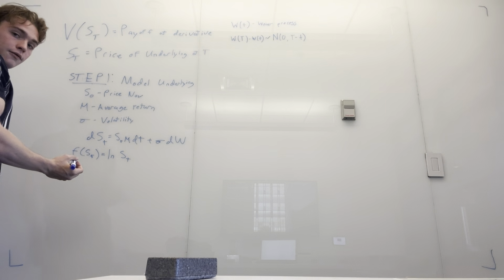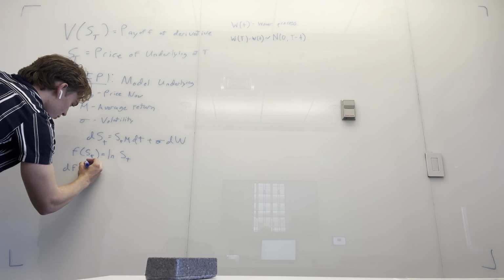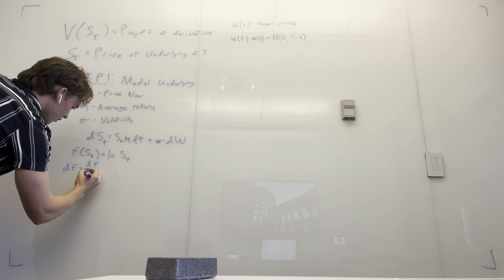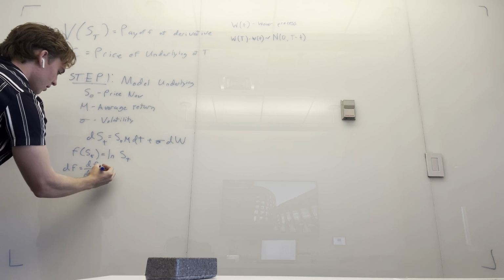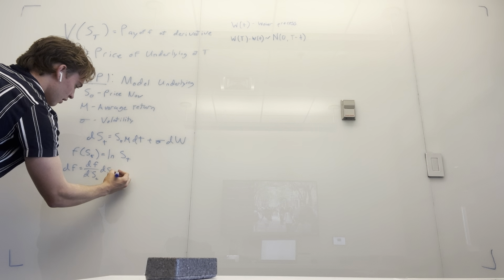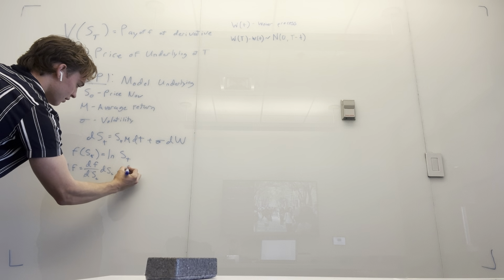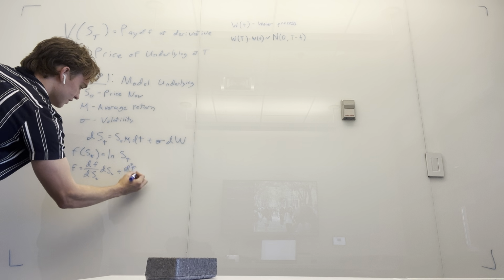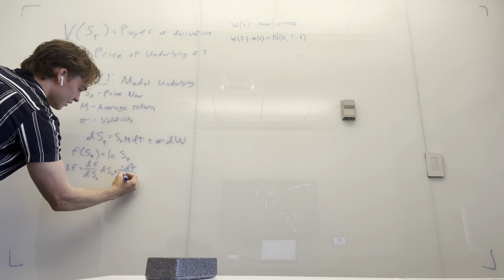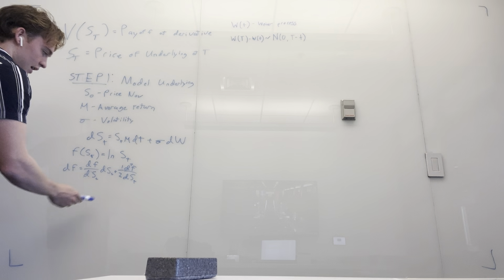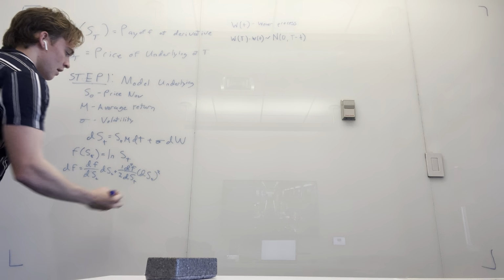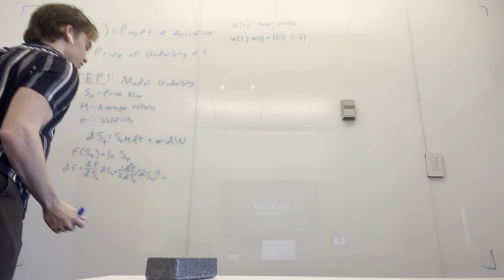So remember that for any differential, you basically are going to get a Taylor expansion here. So we're going to have df/dS_t times dS_t, and then plus 1/2 times the second derivative with respect to S_t times dS_t squared, and then plus there's going to be a bunch of other terms.